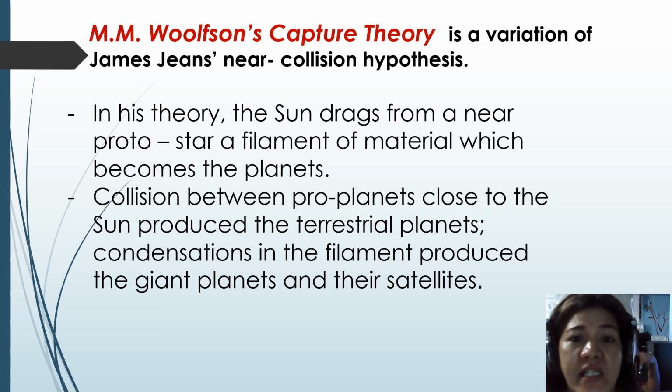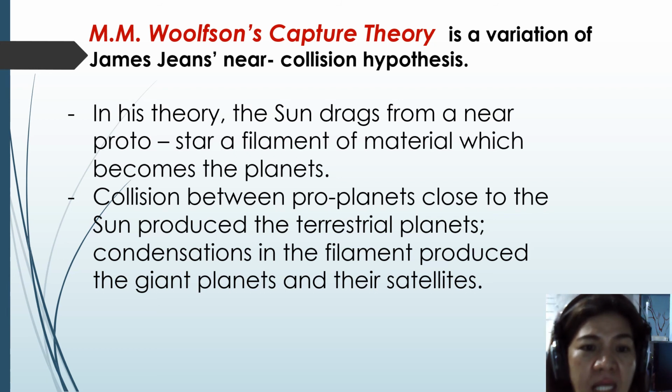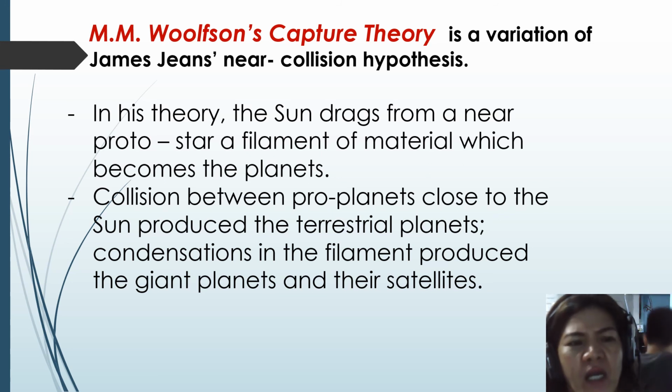Now, we'll move on to the capture theory. So capture theory is a variation of Jeans' near-collision hypothesis. So in this theory, the sun drags from a near protostar a filament of material which becomes the planets. So collisions between protoplanets close to the sun produce the terrestrial planets. So again, do you know which planets belong to the terrestrial? Okay. So those small planets like Mercury, Venus, Earth, and Mars belong to the terrestrial planets.